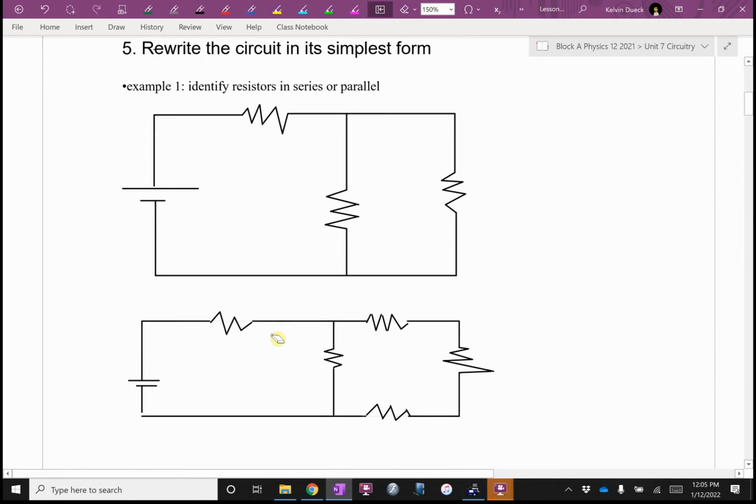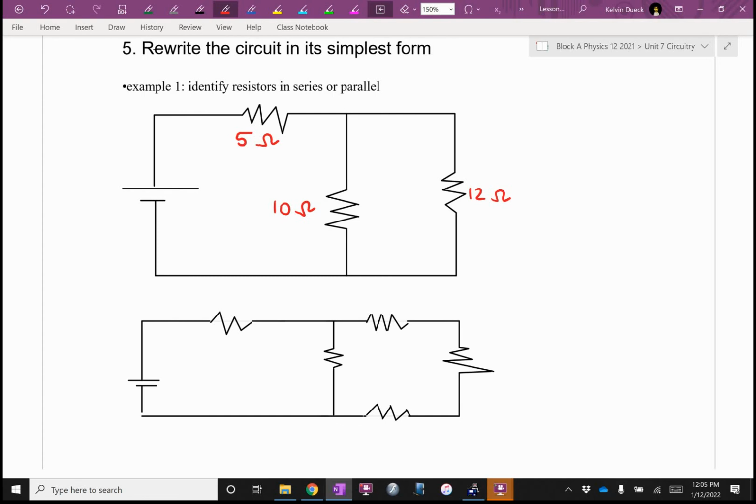Example 1 says, identify resistors in series or in parallel. I'm going to make up some numbers. These are not going to work out evenly. But let's suppose this is 5 ohms. Let's suppose this is 10 ohms, and this is 12 ohms. What if I wanted to write this as a single resistor? Sorry, it's not 5 plus 10 plus 12.